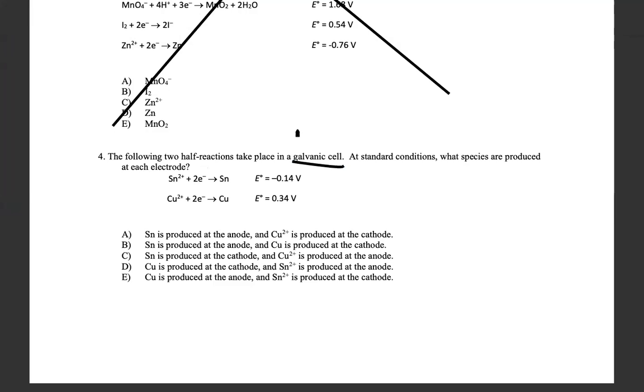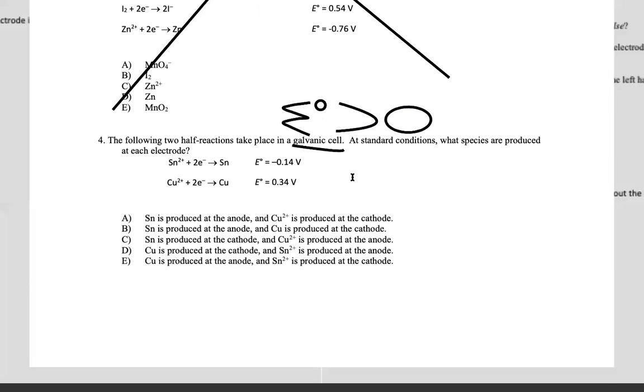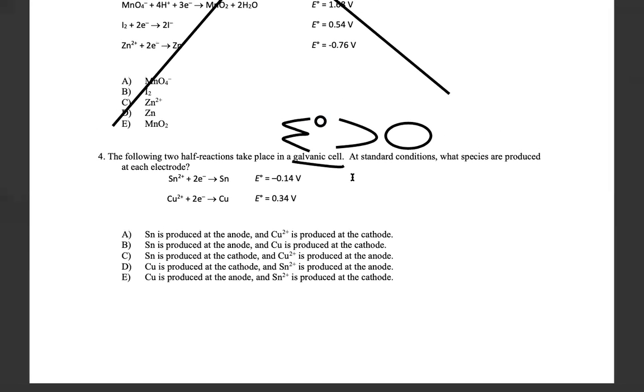A galvanic cell is when the, oh my goodness. Come on, PDF. There we go. The E0 is greater than 0. And that just means it's a spontaneous reaction, and the term for that is a galvanic cell. But that's not important to the question necessarily.